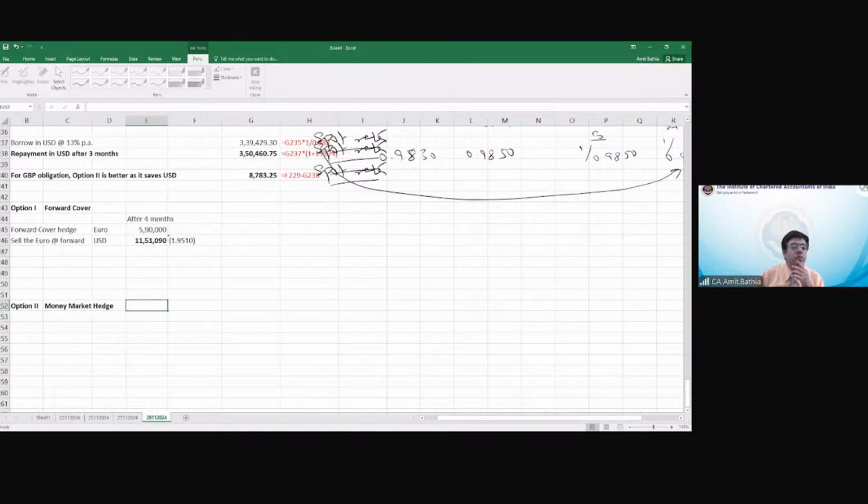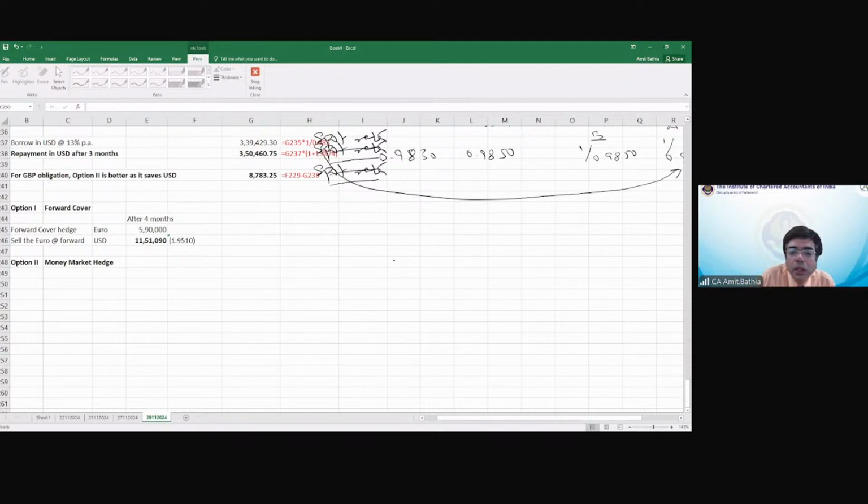Yes. So now what is the second option? Money market hedge. So in money market hedge, I now have a receivable. So what do I do in that case? Borrow in euro, sir.